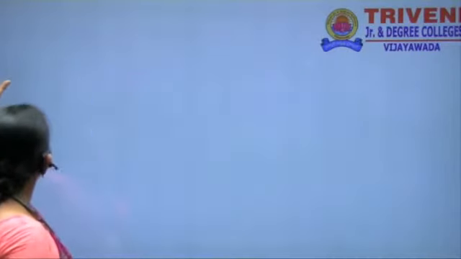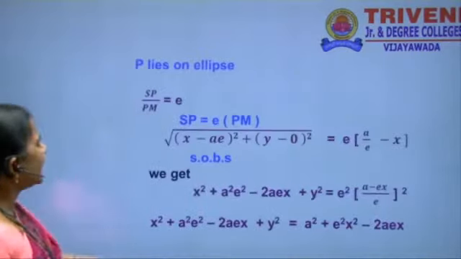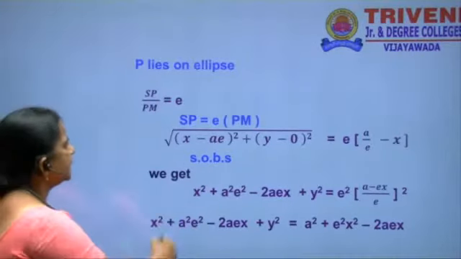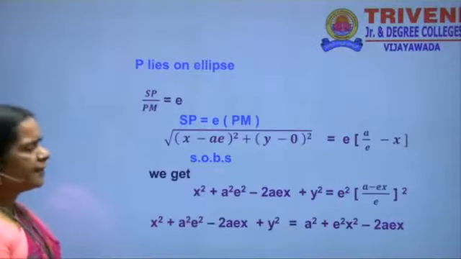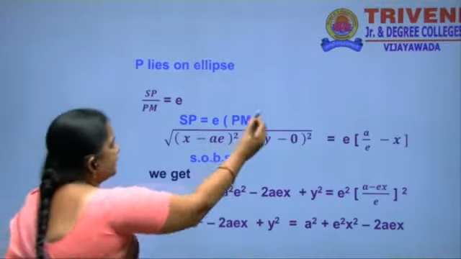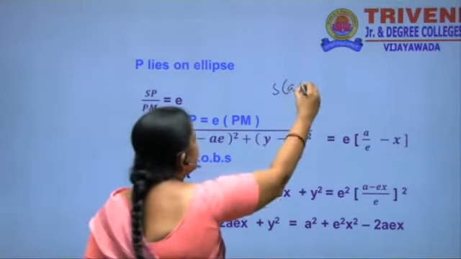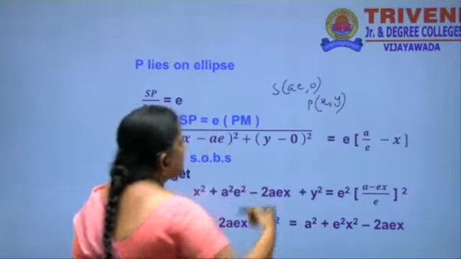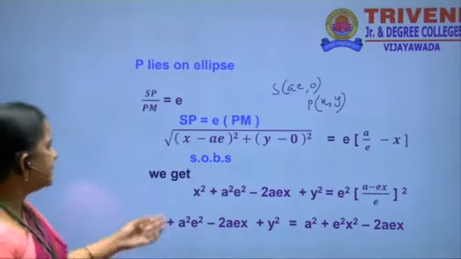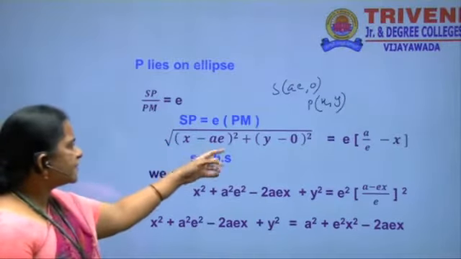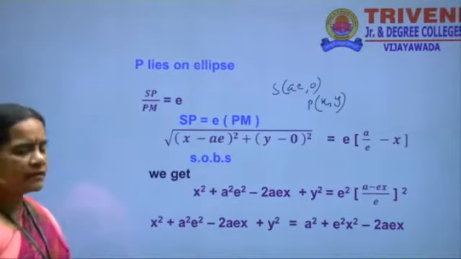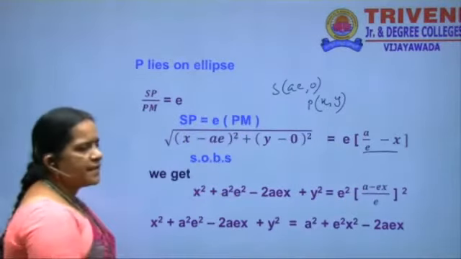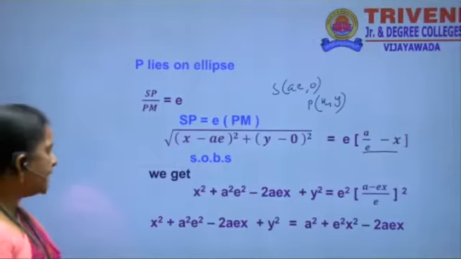Then P lies on the ellipse. SP by PM is equal to E, so SP is equal to E into PM. S is aE comma 0 and P is x comma y. The distance between these two points is square root of x2 minus x1 whole square plus y2 minus y1 whole square. And also the value of PM is a by E minus x.